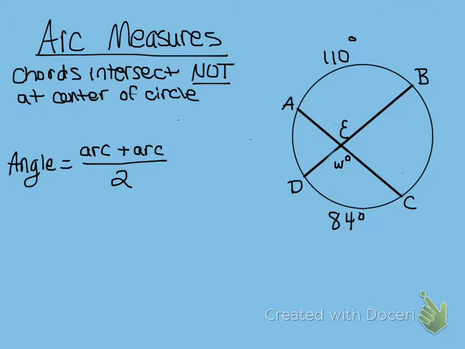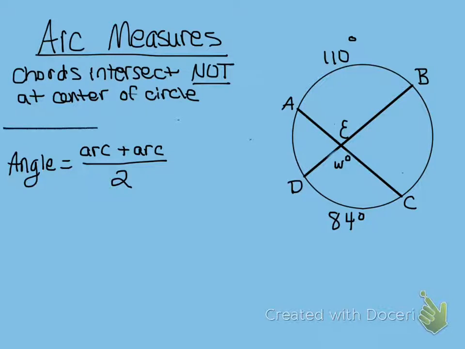So now we're going to look at arc measures where the angles are not at the center of the circle. So this is two chords that are intersecting not at the center of a circle. Now, last week we talked about the lengths of these segments. Now we're going to be looking at the angle measures and the arc measures. So when you run across this, you have a formula that you need.